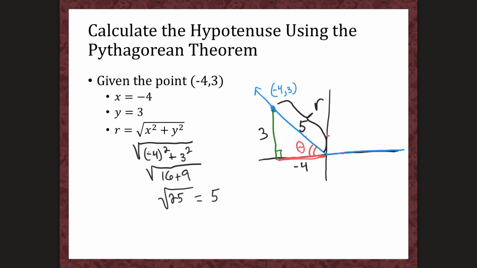Remember, in the first quadrant, everything's positive. In the second quadrant, sine is positive, but cosine and tangent are negative. In the third quadrant, tangent is positive, and sine and cosine are negative. And in the fourth quadrant, cosine is positive, and sine and tangent are negative.